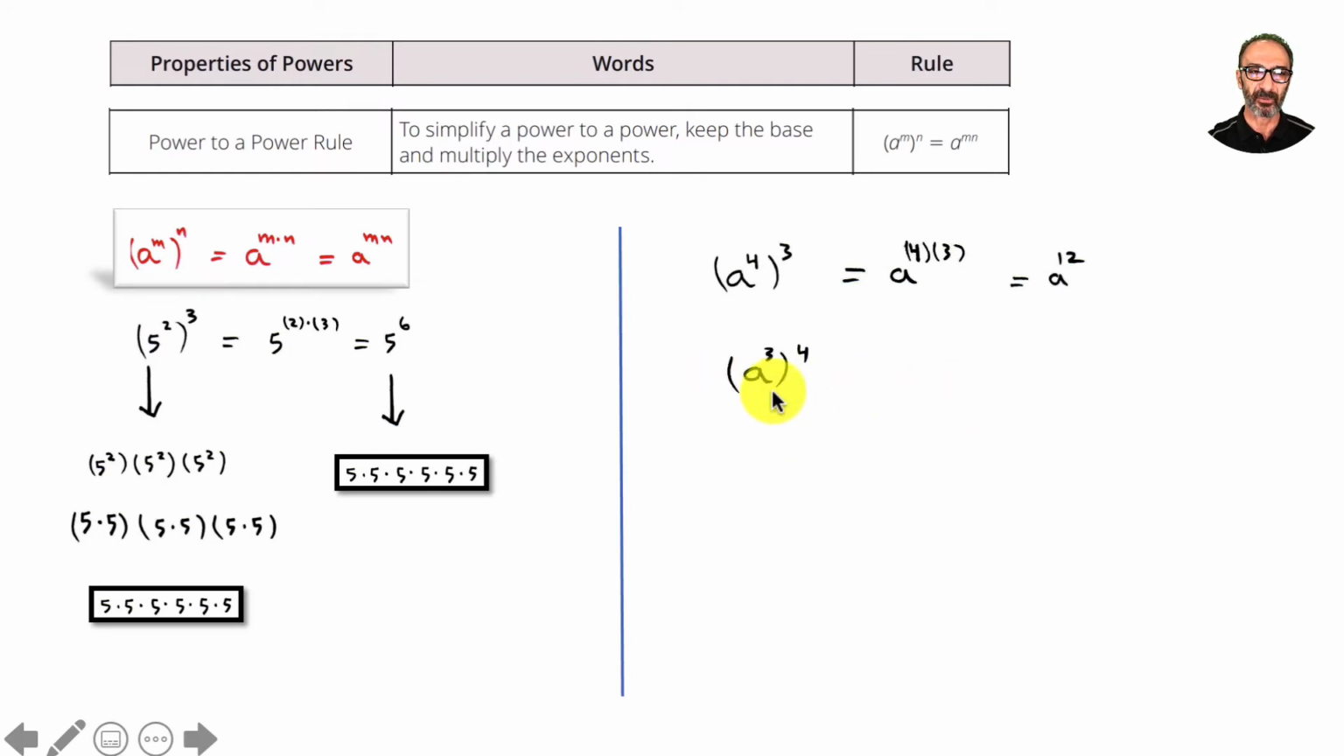How about the other way around? A to the power 3 to the power 4. I switched the 3 and 4. It doesn't matter. 3 times 4 is 12. Same answer. How about a to the second to the fifth? Multiply 2 times 5, and the answer is a to the 10th.